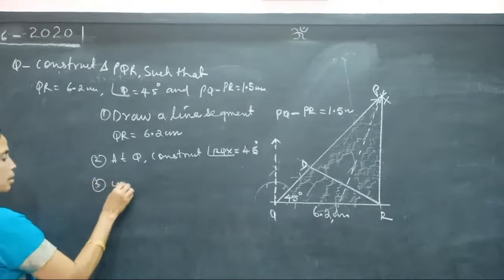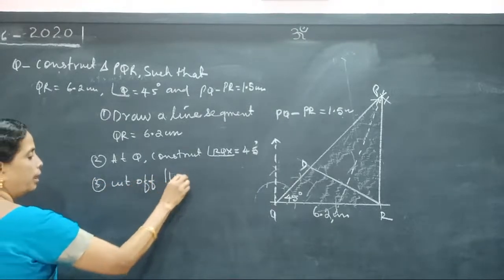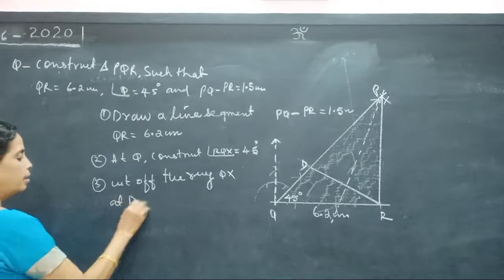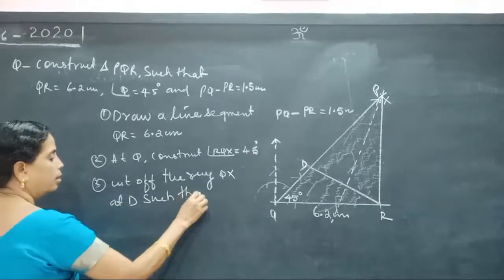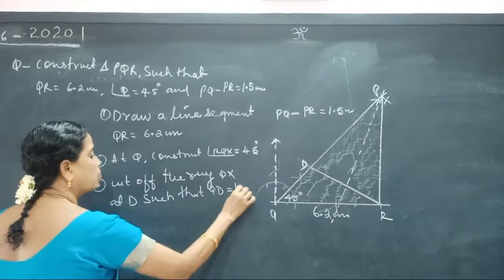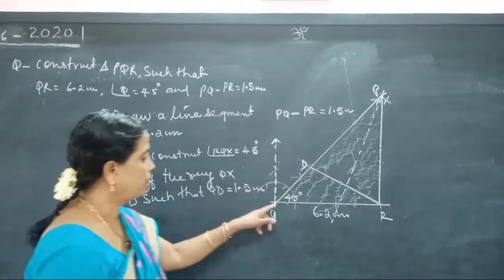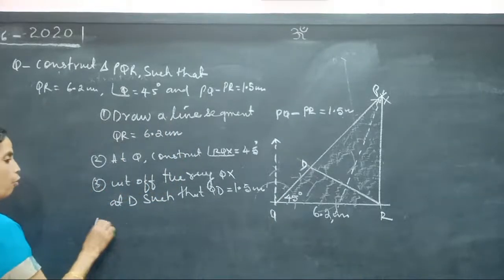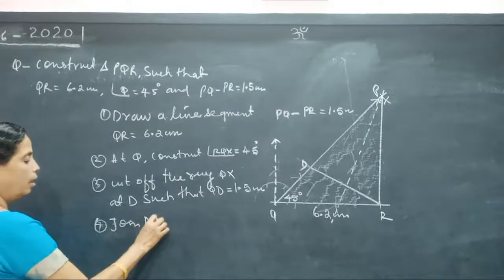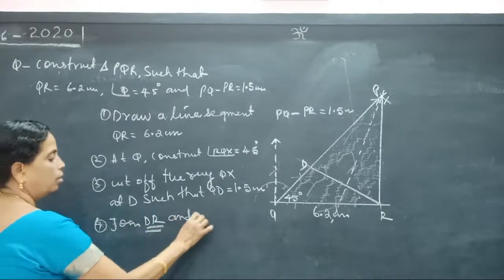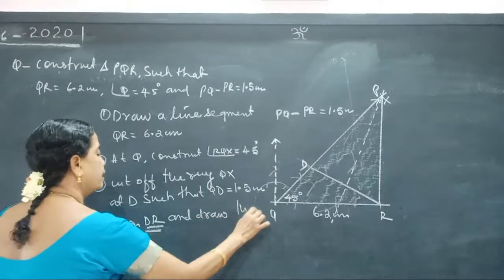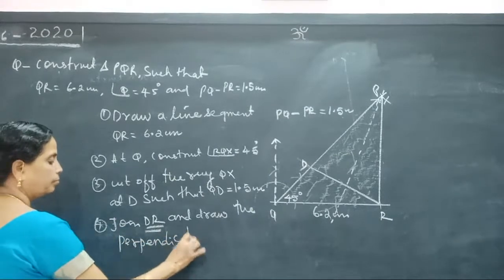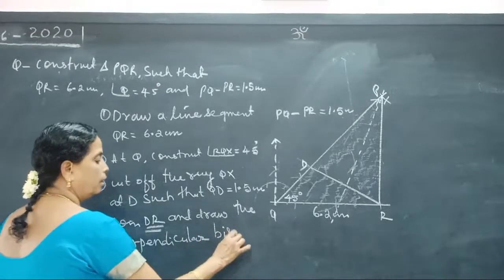Next, cut off the ray QX at D such that QD equals 1.5 centimeters. This is QD. Step 4, join DR. I will underline this and draw the perpendicular bisector.